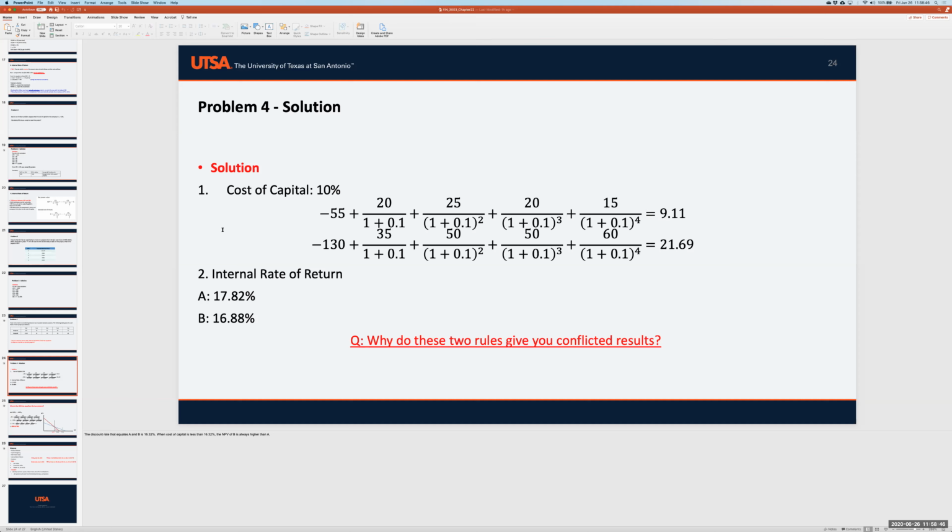But if you look at the IRR, for project A, IRR is 17.82, and for project B, IRR is 16.88, which conflicts with the idea that if it is higher, this should be higher. The IRR for project A should be higher than project B, but it's just the opposite.